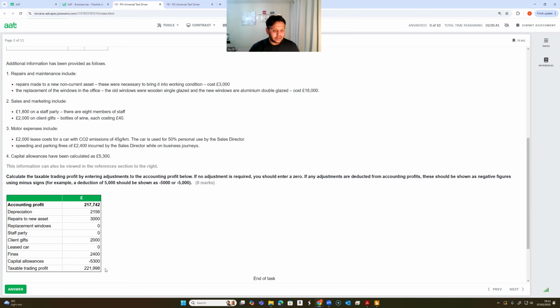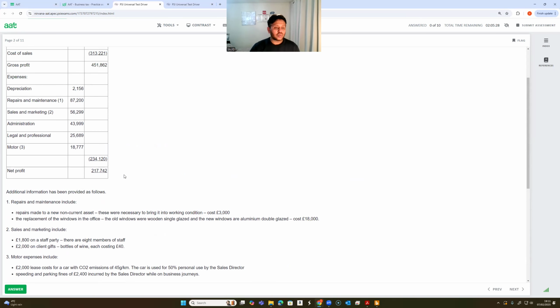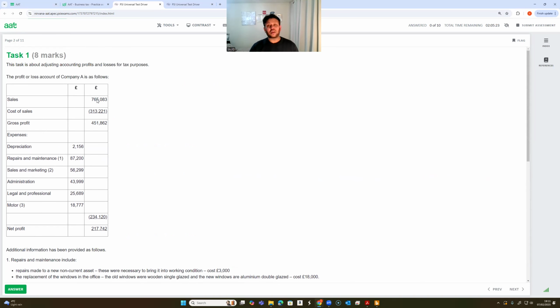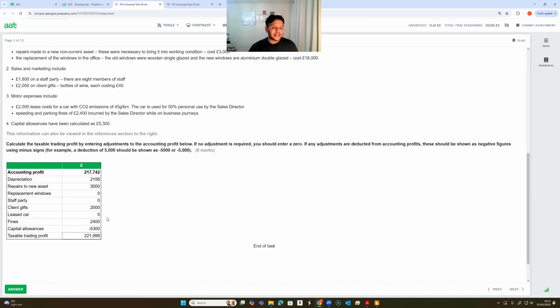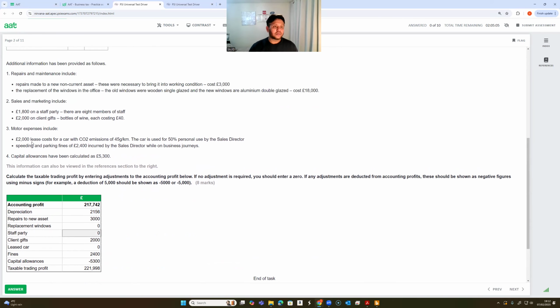So once you do that, it will give you the total figure here. The taxable trading profit here is 221998. What you can see here is that our accounting profit was 217742. The accounting profit means the profit that came from the profit and loss account, from the accounts based on the accrual concept. But we're not going to pay the tax on that amount. Our tax will be calculated based on 221998. So it's very important to do all the adjustments and remember that. This is our first one, for a company.